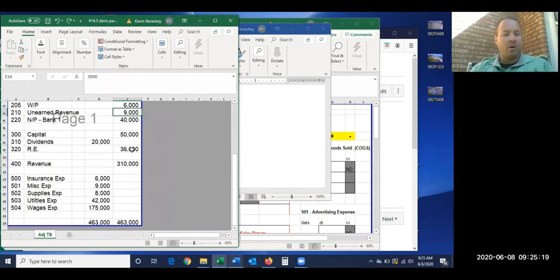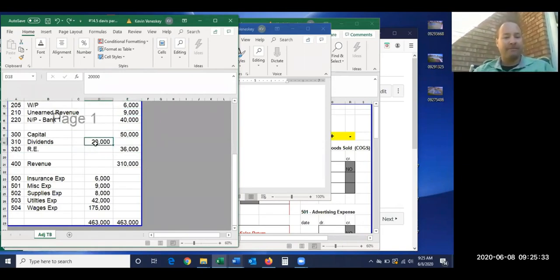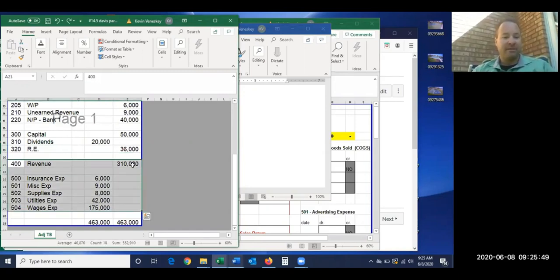We got our owner's equity accounts, things that the owner has put in, 50,000 of their own stuff, whether it's cash or equipment. They paid themselves 20,000. And then they have retained earnings, what they've accumulated in earnings throughout all the years that they've been in business. They've accumulated 36,000. And then this year, what's happened this year in the business? They've earned 310,000.